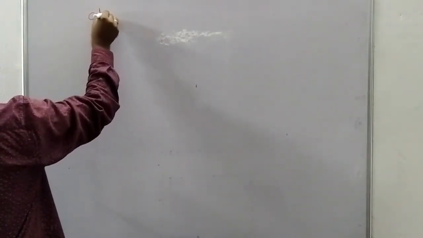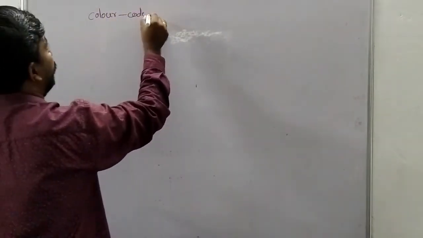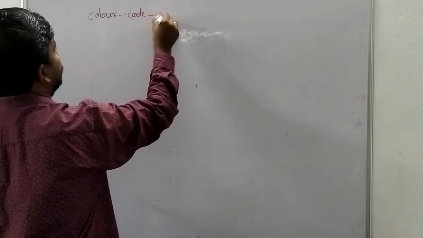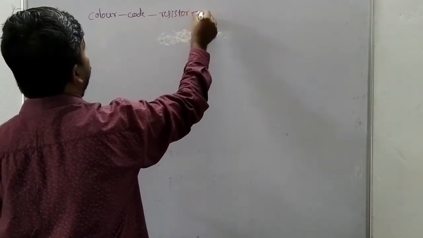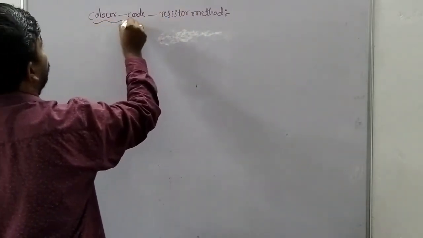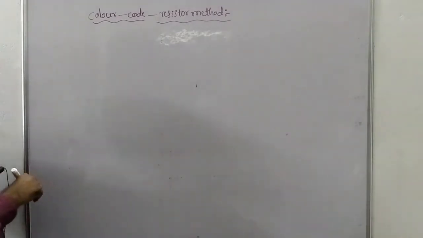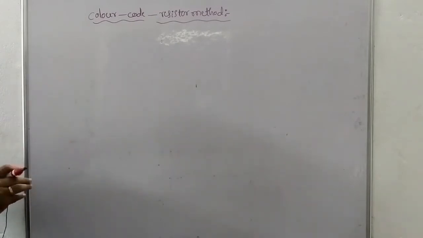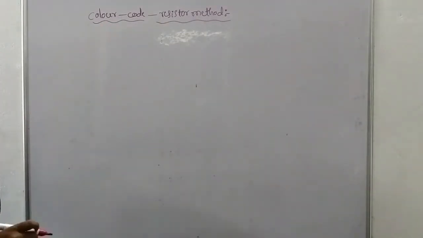So color code resistors. Color code resistor method. So what is meant by the color code resistor method? To identify the resistance value of resistors by the color rings printed over that material is called the color code resistor method.